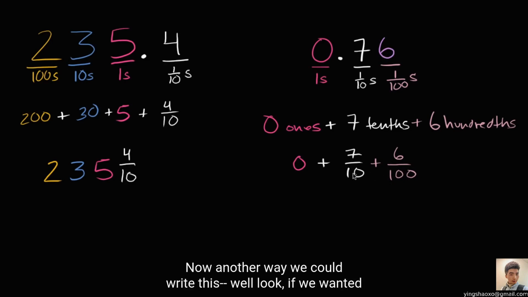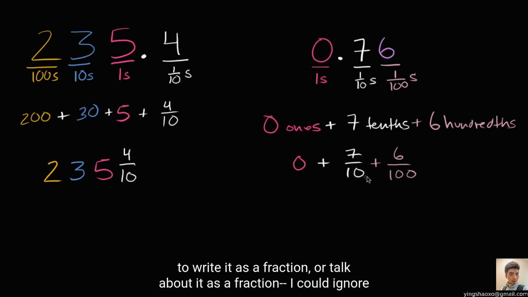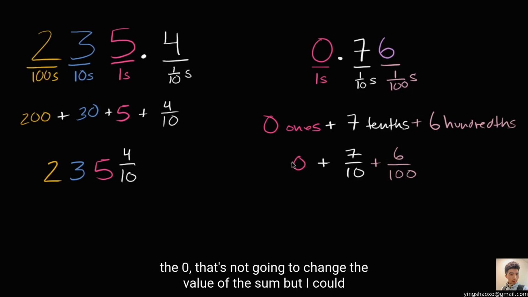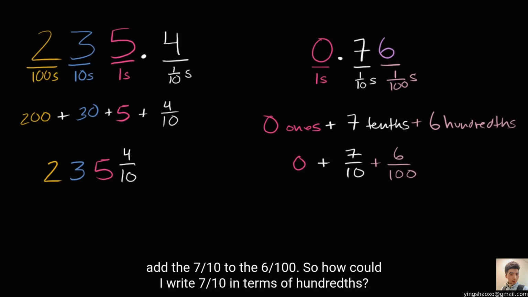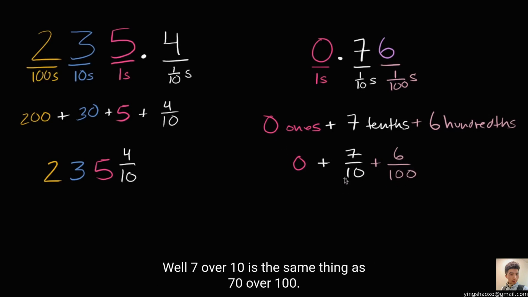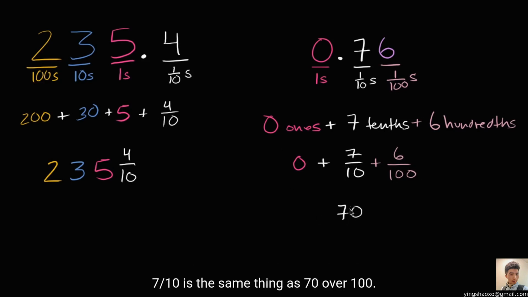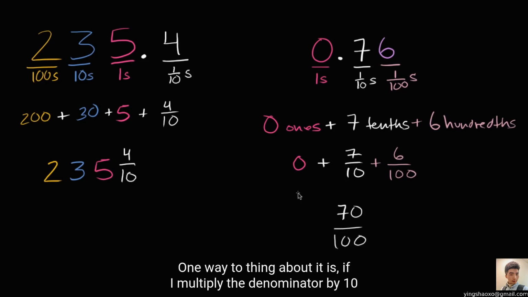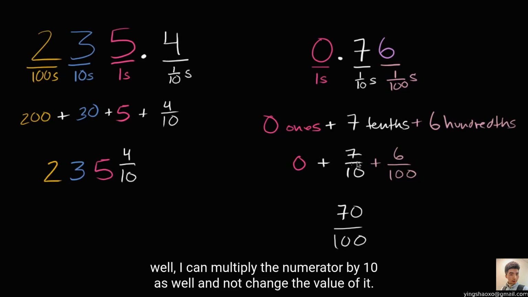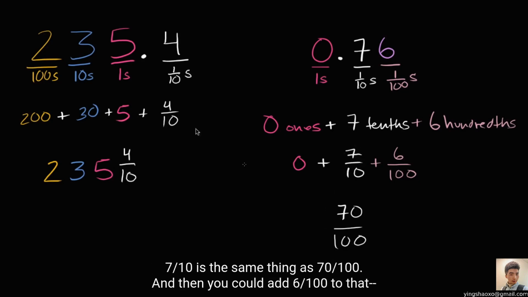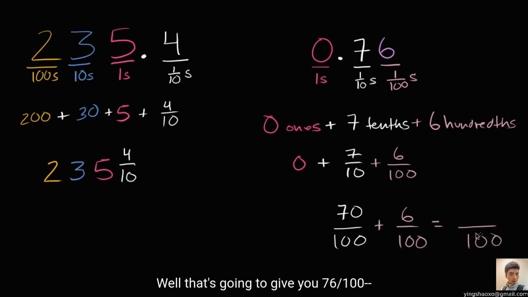Now, another way we could write this, if we wanted to talk about it as a fraction, I could ignore the 0. That's not going to change the value of this sum. But I could add the 7/10 to the 6/100. So how could I write 7/10 in terms of hundredths? Well, 7 over 10 is the same thing as 70 over 100. If I multiply the denominator by 10, I can multiply the numerator by 10 as well and not change the value. 7/10 is the same thing as 70/100, and then you could add 6/100 to that, and that's going to give you 76/100.